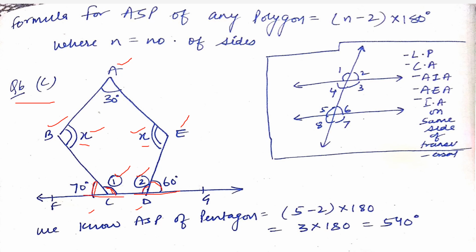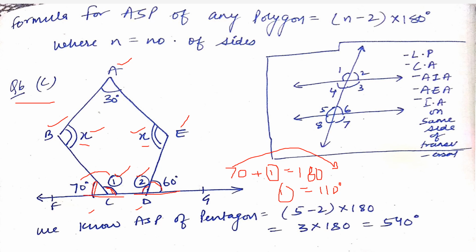So we all know this 70 plus 1 equals 180. So 1 is how much? 180 minus 70. It is simple. 70 plus angle 1 is equal to 180 because they are forming a linear pair. So angle 1 will become how much? 180 minus 70 degrees. This 70 will come to this side. So the answer will be 110 degrees. Similarly, angle 2 will be 180 minus 60, that is 120 degrees.